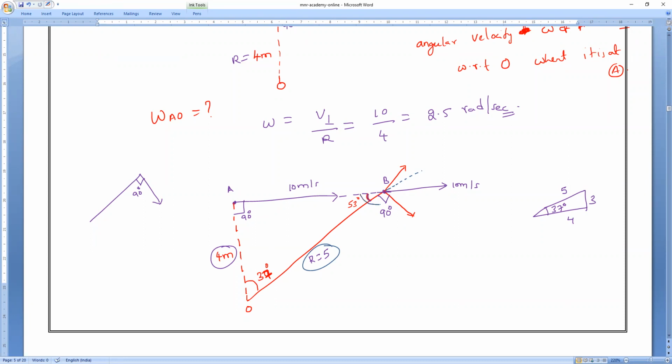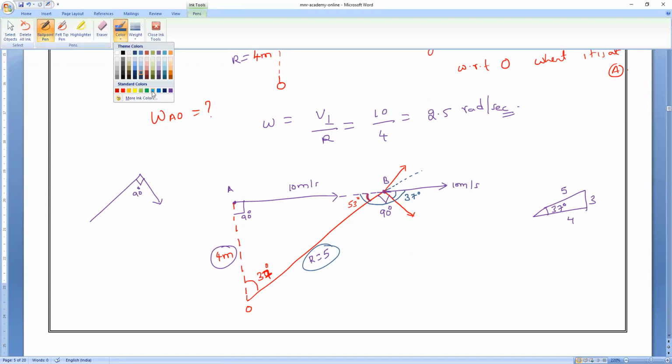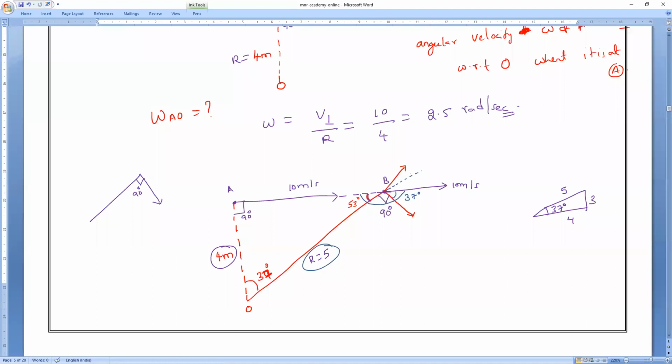Because this whole angle is equal to 180, then what about this angle? How much will this angle come? 37 degrees. Am I right or wrong, Pradosh? Yes, that is it. This is very, very important. So now you tell me.